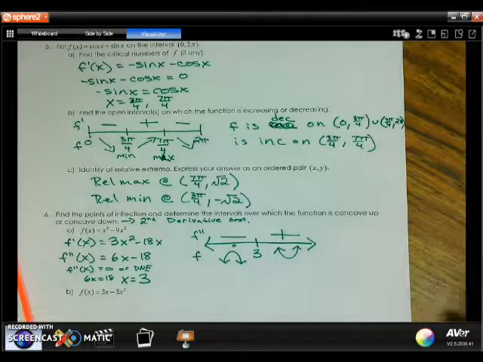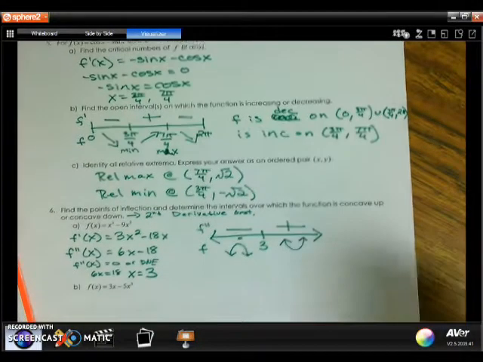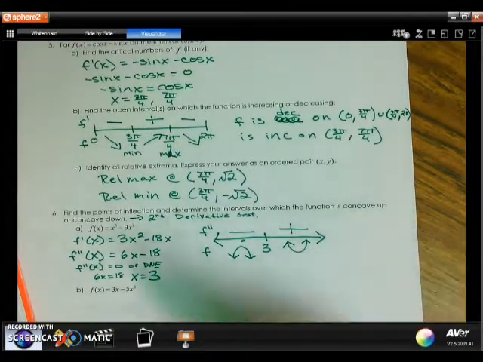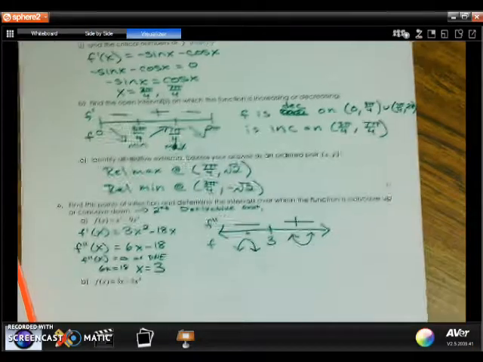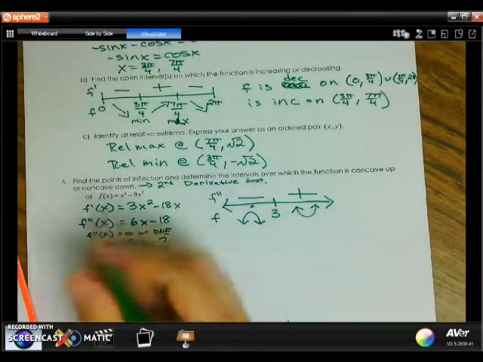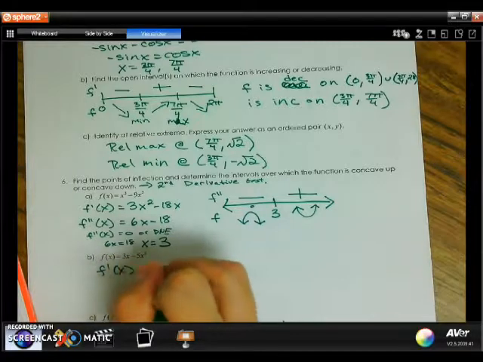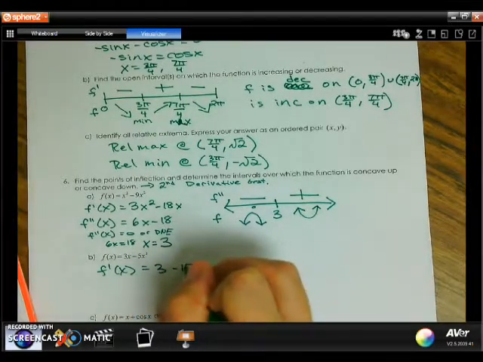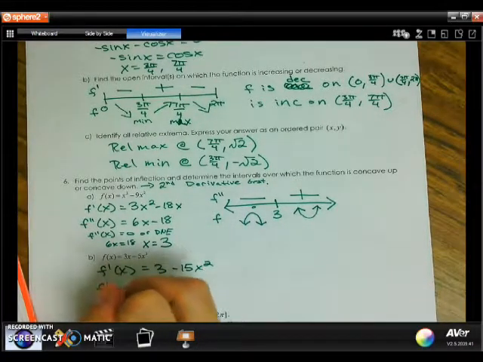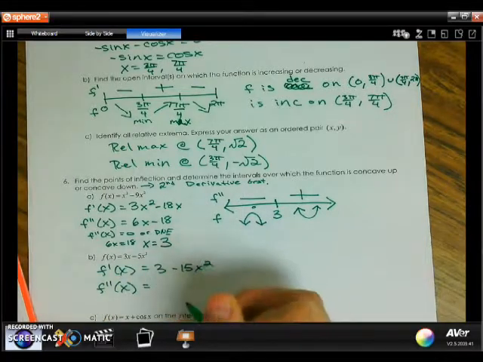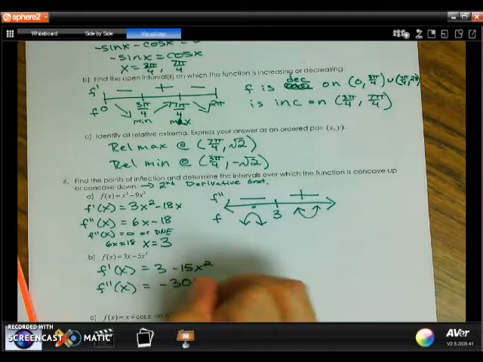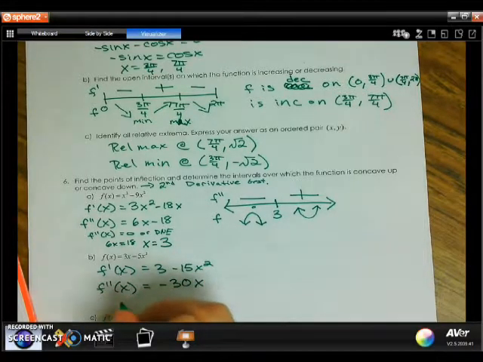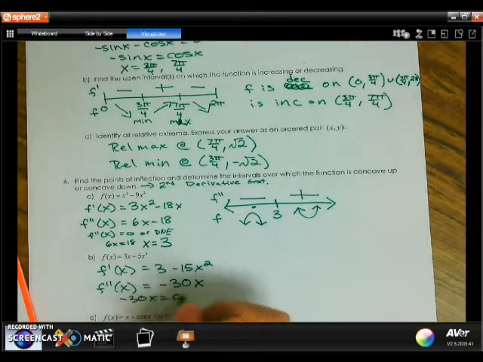Okay, number 6 we're going to go through really quickly. You're going to take the derivative, and then you're going to actually take the second derivative, because for the points of inflection, it's not asking me to conclude anything about increasing or decreasing. So I'm going to take the first derivative, and that's going to be 3 minus 15x squared. And then I go straight to the second derivative, which is just going to be negative 30x. Well, negative 30x, I set that equal to 0, and you end up with x equals 0, right?